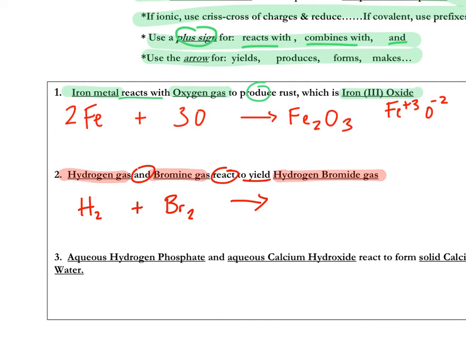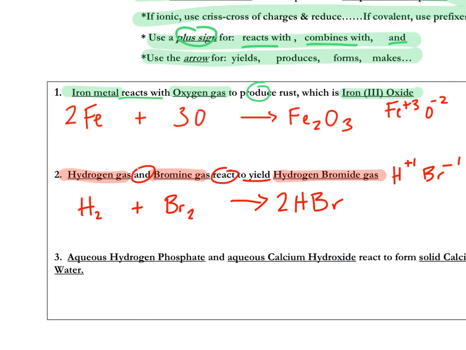So hydrogen bromide, so H plus 1, Br minus 1. So when I cross the charges, I get HBr. So let's see if this is balanced. Here I've got 2 hydrogens, 1 hydrogen. 2 bromines, 1 bromine. So this equation is not balanced, and I don't need to do the box method unless you absolutely want to. If I put a 2 in front of HBr, now I've got 2 hydrogens, 2 hydrogens, 2 bromines, 2 bromines, and now my equation is balanced.